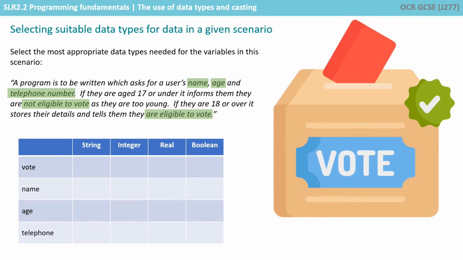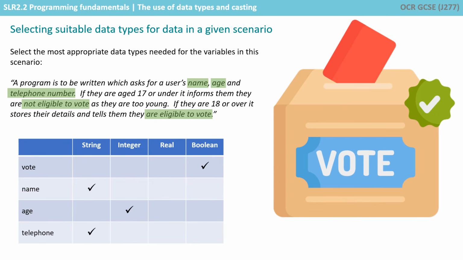So you can see I've listed those down the left hand side, and each of those variables now needs to be assigned a data type. So are those variables going to hold a string, an integer, a real or a boolean? Why don't you pause the video and see if you can have a go yourself, and then unpause it and see if you got it right.